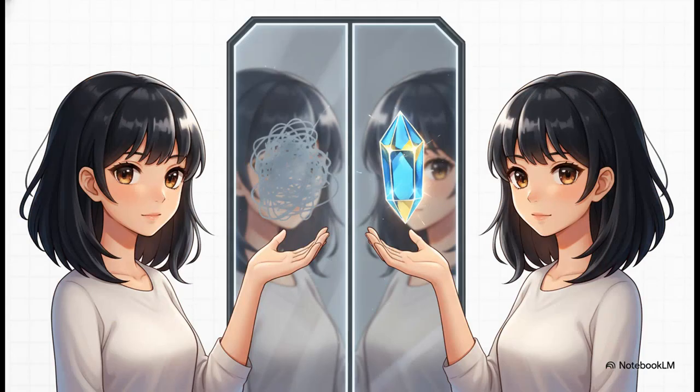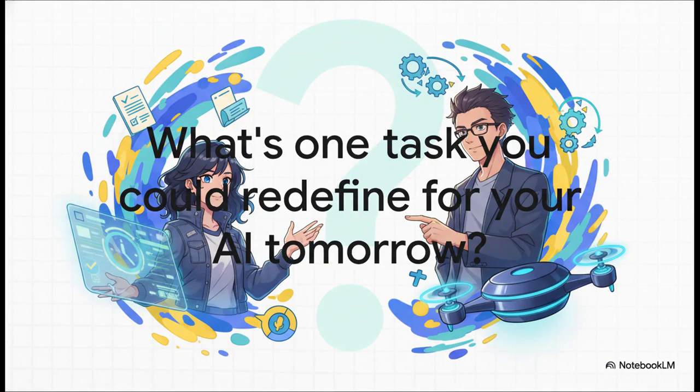Seriously, if you only remember one thing from this whole explainer, make it this. Think of the AI as a mirror. A vague, unfocused task is going to give you a vague, unfocused answer. But a sharp, specific, and intentional task, that will get you a sharp, specific, and incredibly valuable answer every single time. So, I'll leave you with a little homework. Think about it. What's that one tedious, time-consuming task you do every week that, with a more precise command, you could redefine right now and hand over to your AI assistant tomorrow?